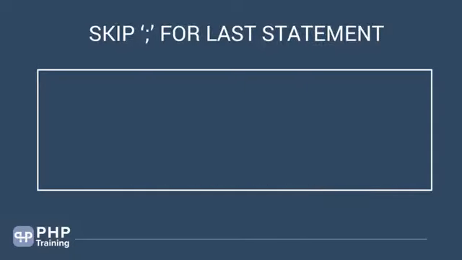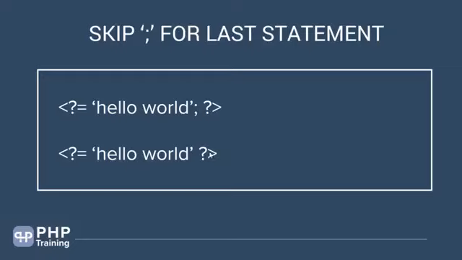So next is the semicolon. It's kind of tricky. You need to remember that you can skip the semicolon for the last statement. If you're writing a semicolon here, it's fine. If it's the last statement, meaning before the closing tag, then you don't need to mention a semicolon. We'll look into all these examples. So let's start and write one simple hello world program.